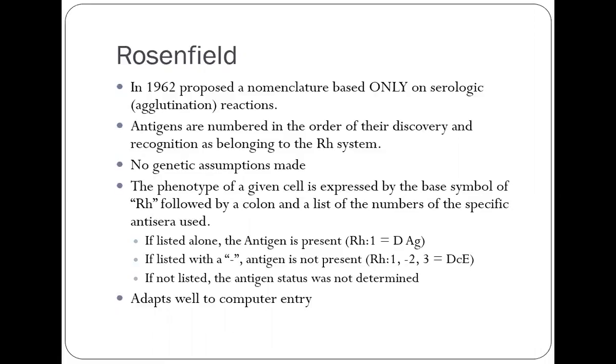If it's listed with a dash, or like a little minus sign, then the antigen is not present. So in this next example, we have the Rh blood group system, colon 1, telling me that the D antigen is present. A little -2 telling me that, okay, big C was not inherited, so we actually have little c being inherited. And then 3 doesn't have anything next to it, so I know that big E was inherited. So if it's not listed, then the antigen status was not determined. So if I had skipped 2, then that means I didn't figure out whether or not there was a little c or a big C on the red cell antigen.